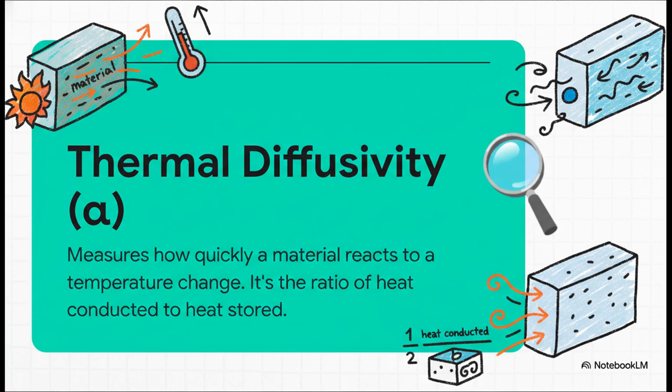Now here's the key distinction. Conductivity tells you how well a material can move heat, but diffusivity tells you how fast a temperature change will spread through it. So if you heat up one end of a long metal rod, how quickly does the other end get hot? That's diffusivity. It's all about the speed of a heat wave.